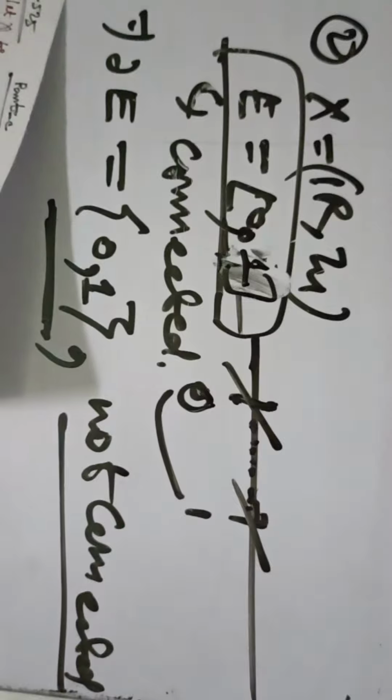So E is, for this example, if I choose E equal to closed [0,1], then E is connected, but E bar is just the set containing 0 and 1, which is not connected. Okay, so option 2 is incorrect. Now go to option 3.